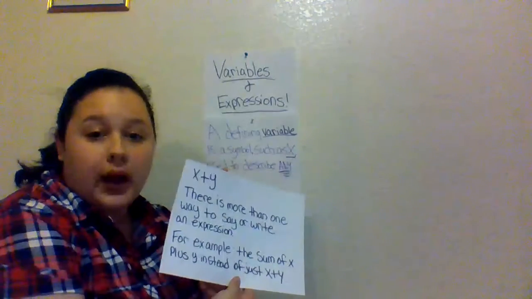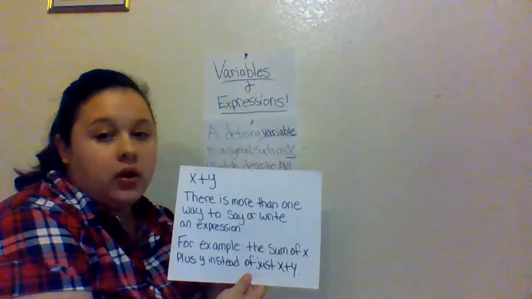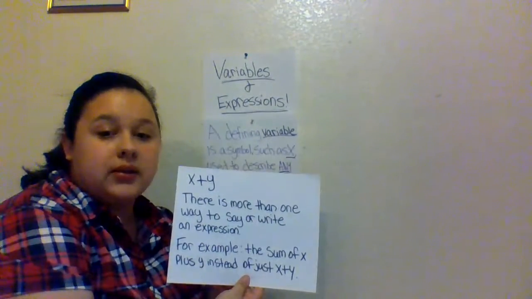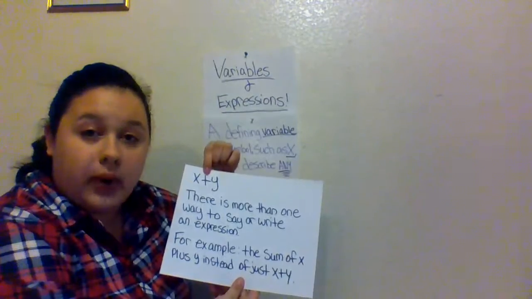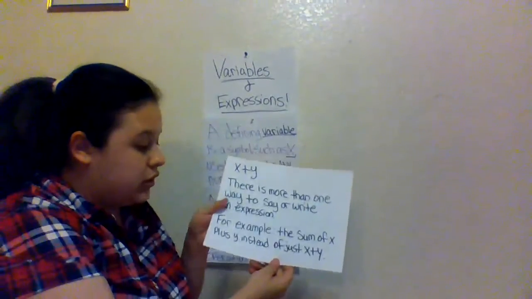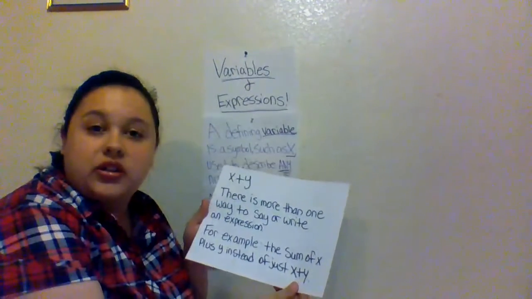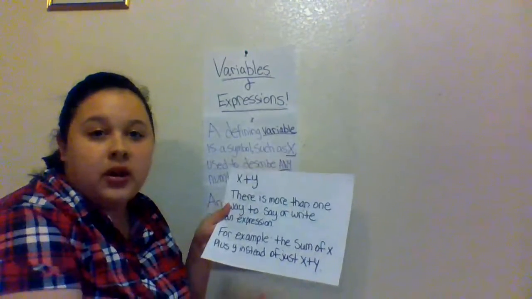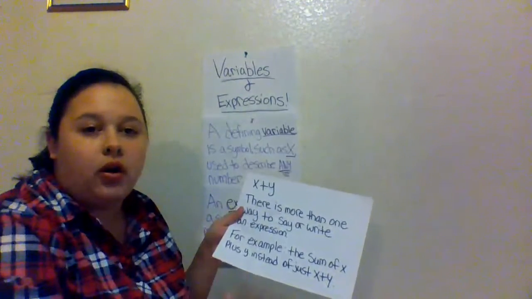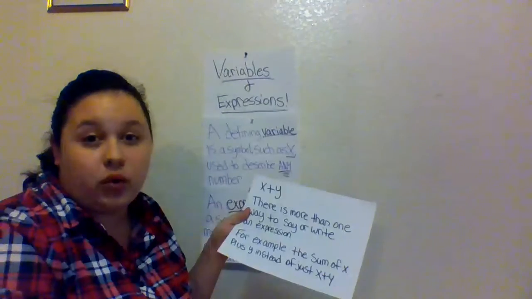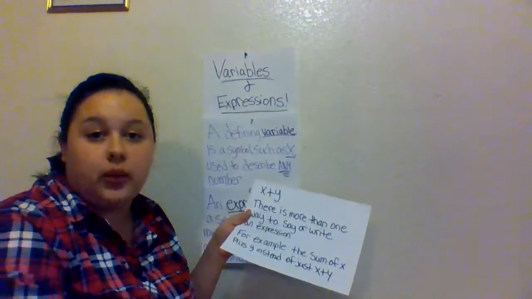x plus y. There is more than one way to say or write an expression. For example, the sum of x plus y is one way to say this equation. There's also another way in which you can say it as well, which is just x plus y. Every time you read an equation, there's a different way that you can apply it and write it. And a lot of times you see this in math with your word problems and all of those things you get into. You have to know what it's saying in order to be able to solve your problem. So it's always good to take an extra moment to know what you're dealing with.